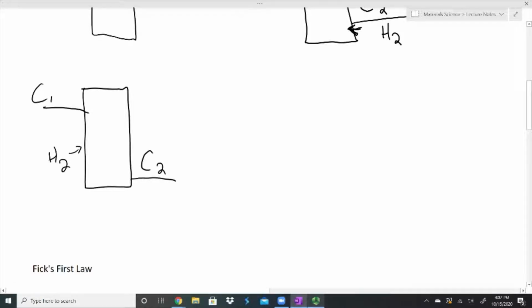So maybe on the very surface, on the left-hand side of my picture here, there is a somewhat high concentration. But as we penetrate, it's going to drop relatively quickly. And so we end up with something that looks kind of like a nice curve here.